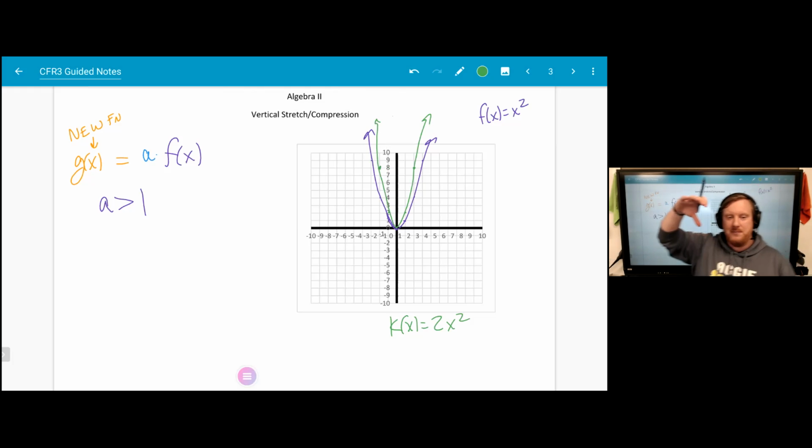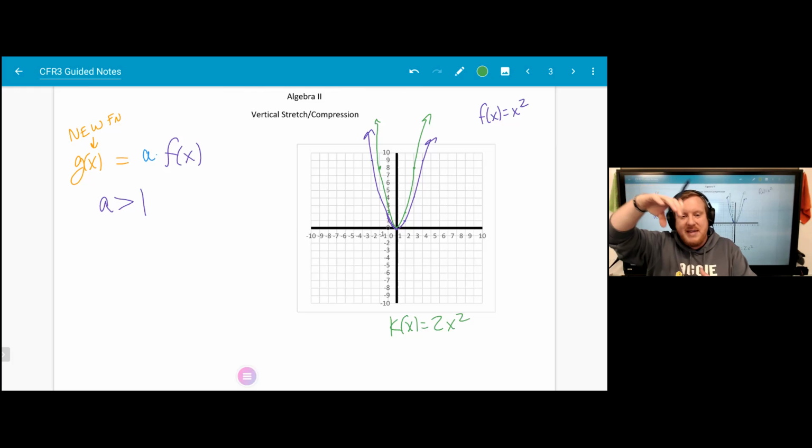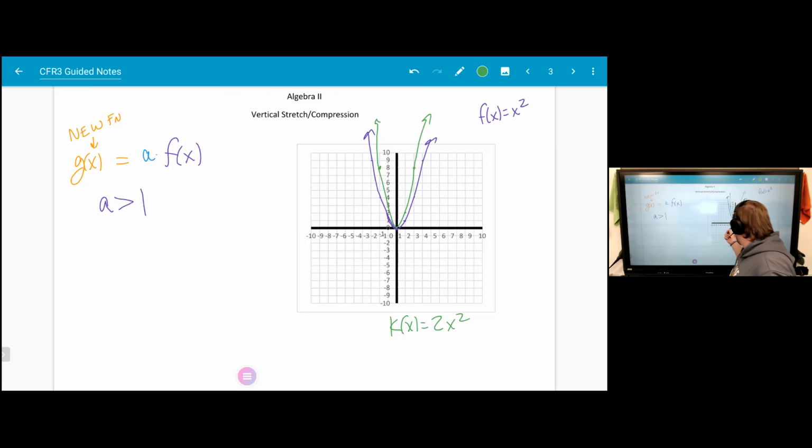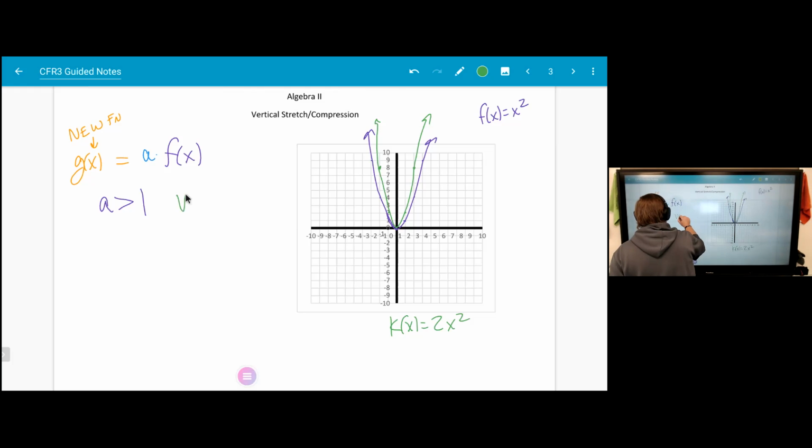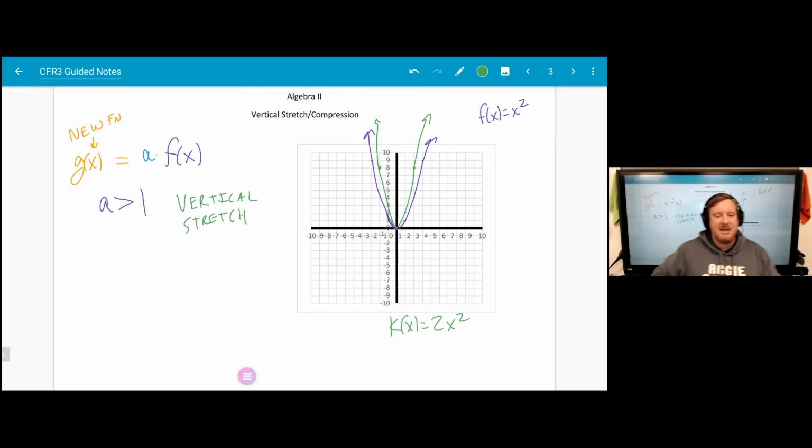It's narrower, right? We've taken it and, in a vertical sense, stretched it. Because it's not translating, it's not moving up and down, left or right. I've just taken it, and at my vertex, at this low point, at this 0, 0 point, I'm just stretching it. We call that, if A is greater than 1, a vertical stretch. I am stretching it in the vertical sense. It makes it a little taller.